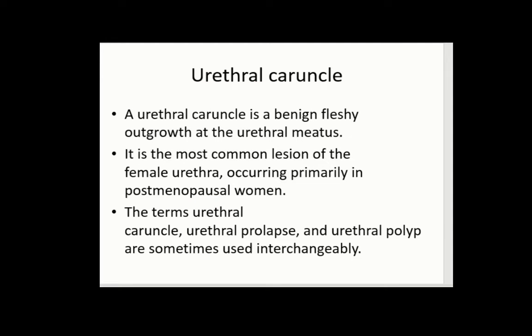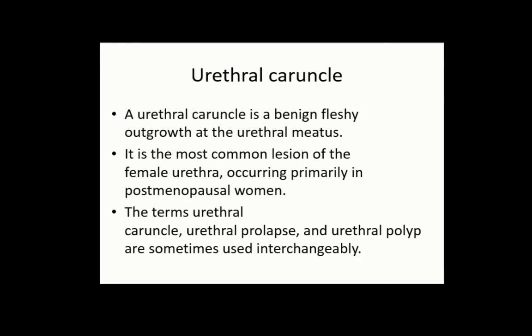Then I have a urethral caruncle, which is also called a urethral prolapse or a urethral polyp. This often happens in women, and postmenopausal women quite often. It will actually fall out of the urethra and sometimes blocks the passage of urine. It can often be treated just with medications, but sometimes it is surgically treated. And that's when we would be using a CPT code.